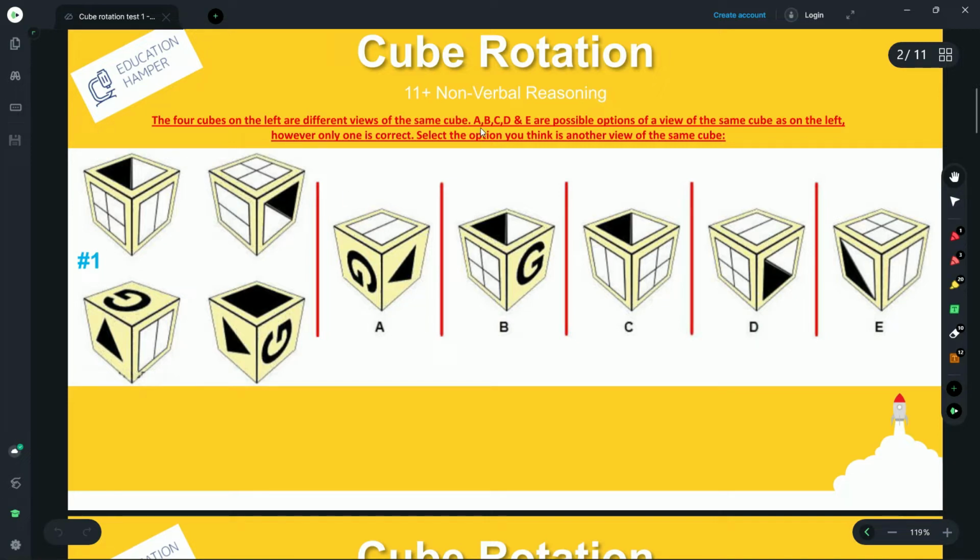So the next part is A, B, C, D, and E are all possible options of a view of the same cube as on the left. So all of these are another option of a view dependent on the angle we're looking at the cube. However, only one is correct. So here we need to select the option that we think is another view of the same cube by deductively looking at these 4 images and then figuring out which we think is the correct option.